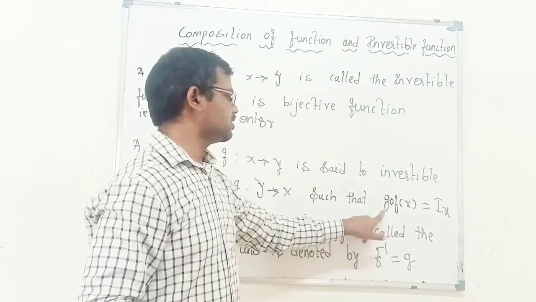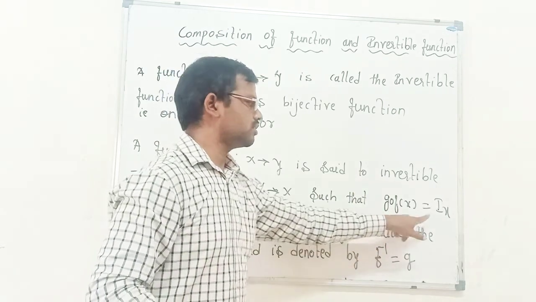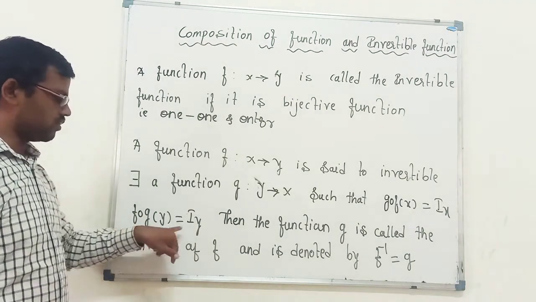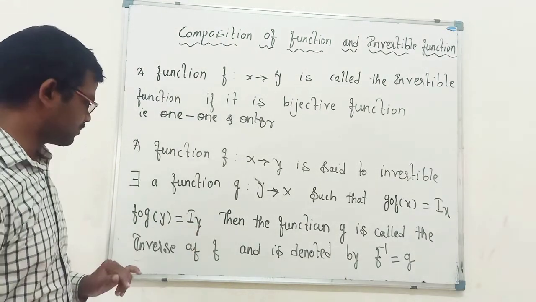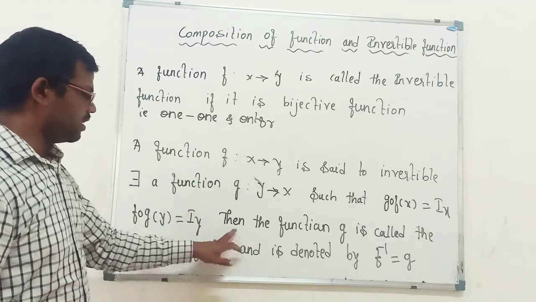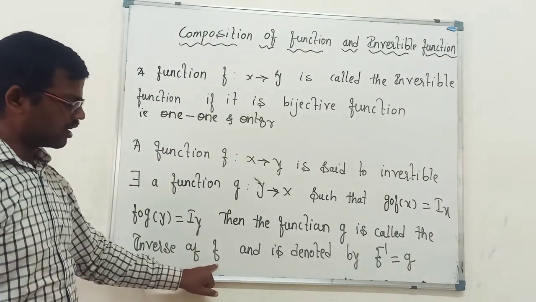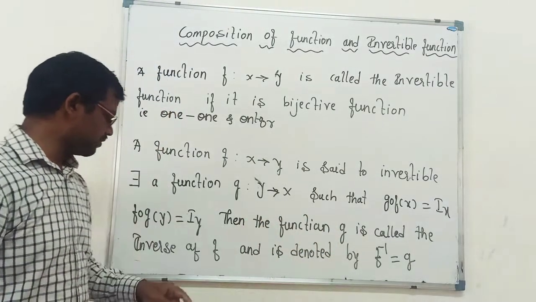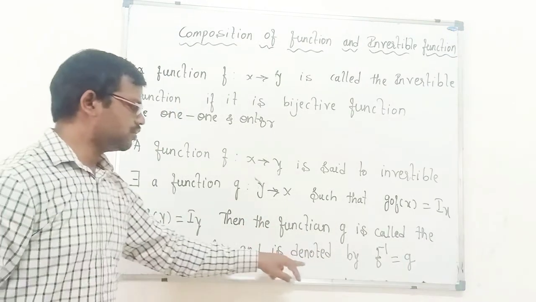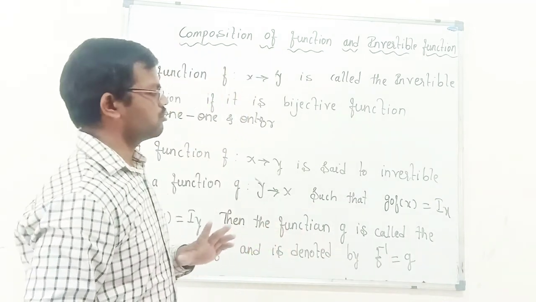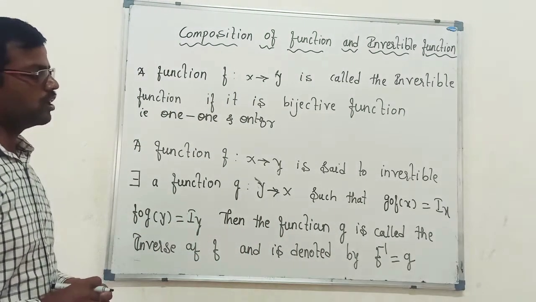g composition f of x is equal to I of x, and f composition g of y is equal to I of y. Then f is called invertible, and the function g is called the inverse of f. It is denoted like this: f inverse is equal to g. This is the actual definition of the invertible function.